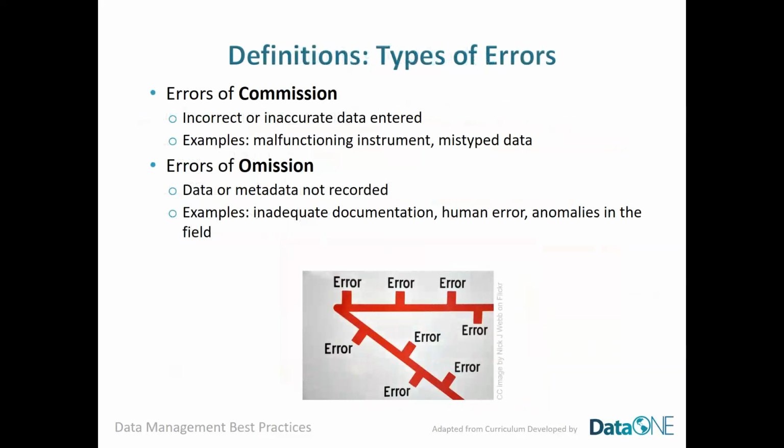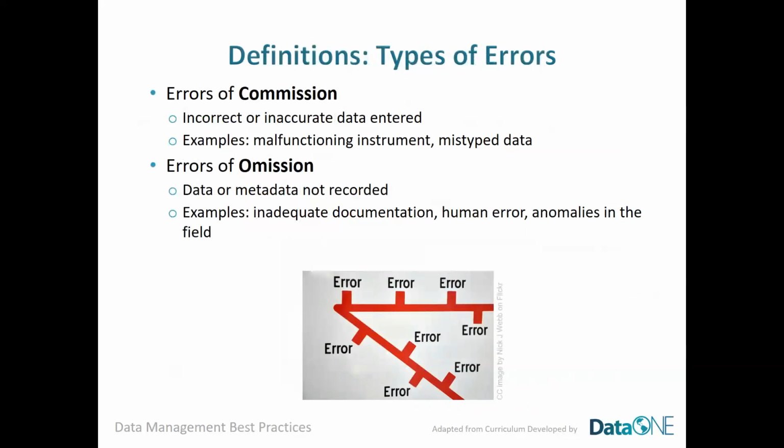In general, there are 2 types of errors that can occur in a data set. First, errors of commission are the result of incorrect or inaccurate data being included in the data set. This may happen because of a malfunctioning instrument that produces faulty results, data that are mistyped during entry, or other problems.